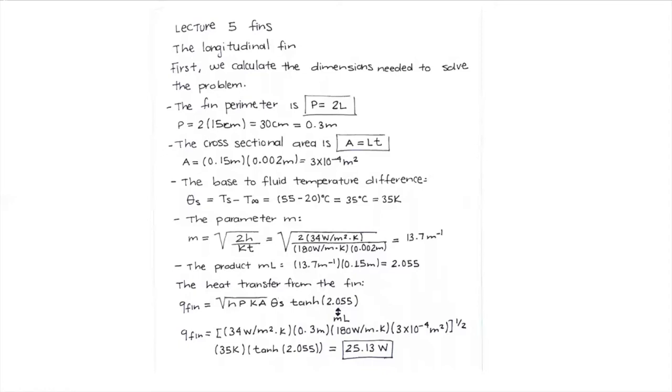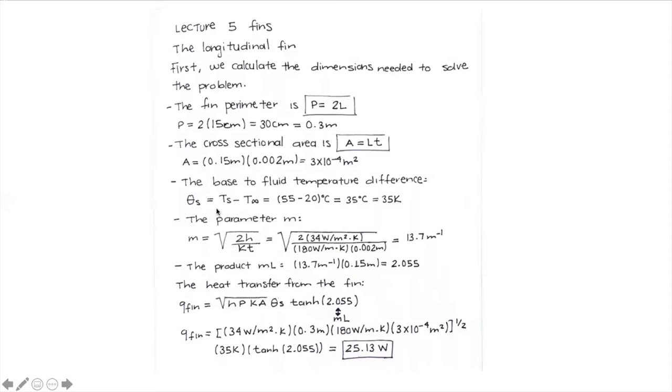So the fin perimeter is 2 times L, right, the length. So my perimeter is 0.3 meters. Cross-sectional area, L times T, 0.15 times 0.002 meters, equals 3 times 10 to the minus 4 meter square. The theta S, or the base to fluid temperature difference, hot minus cold, 55 minus 20, 35 Kelvin.